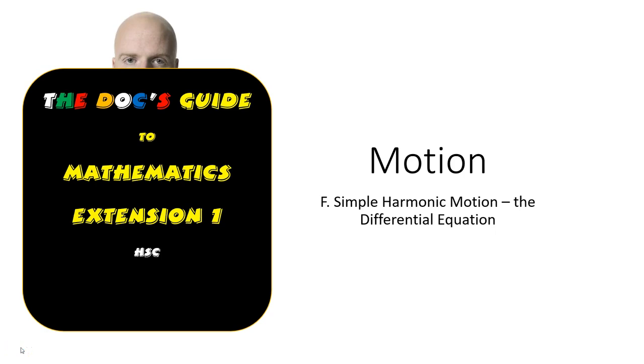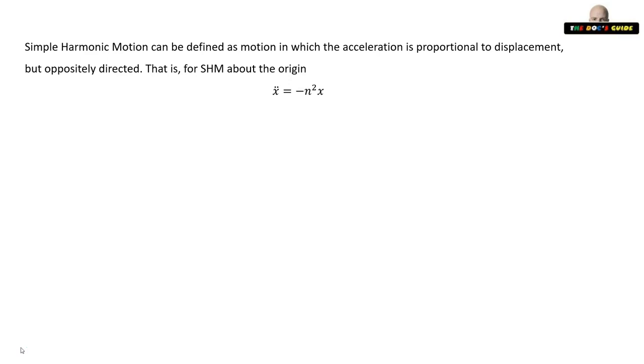Hello mathematicians, we're now going to revisit simple harmonic motion, but this time we're going to be looking at the differential equation, which essentially means that we're going to work with equations which are functions of displacement. So simple harmonic motion, we know, can be defined as motion in which acceleration is proportional to displacement. We mentioned that when we were doing the time equations.